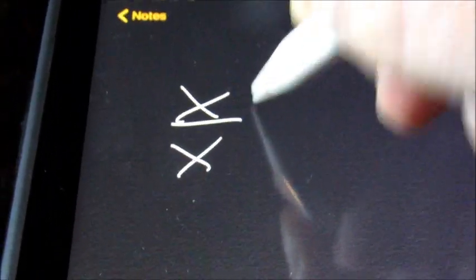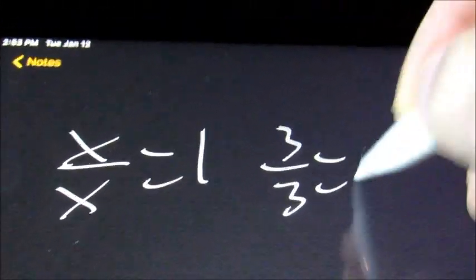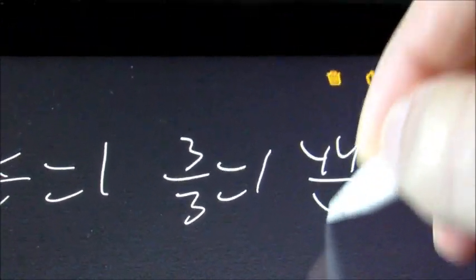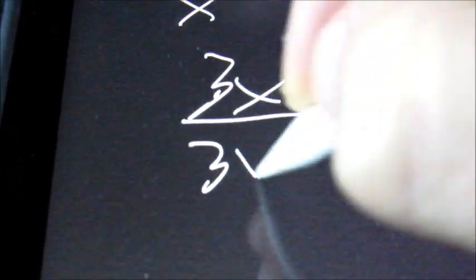Okay, so a few other things as far as fractions go. When we have x over x, that equals 1. So 3 over 3 equals 1. 44 over 44 equals 1. And let's say 3x over 3x equals 1.